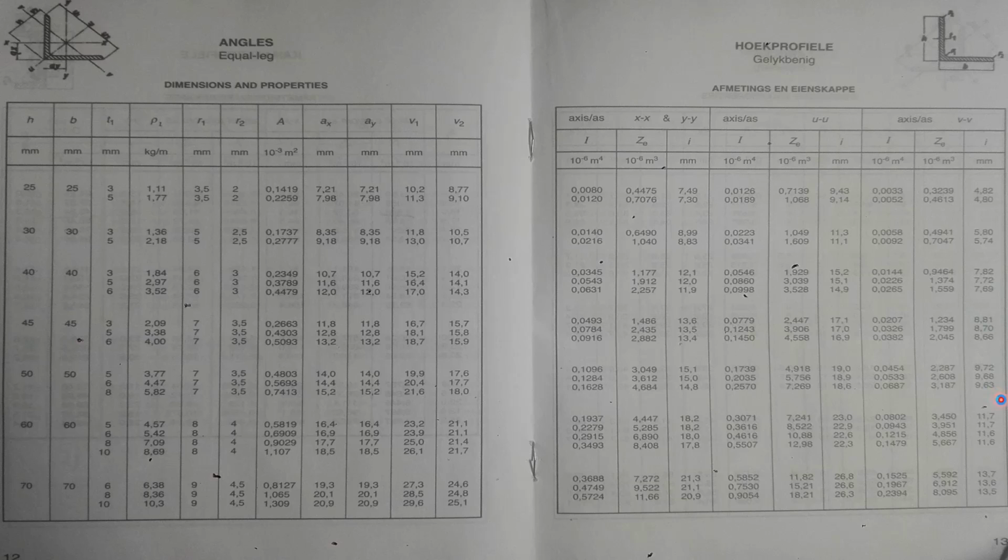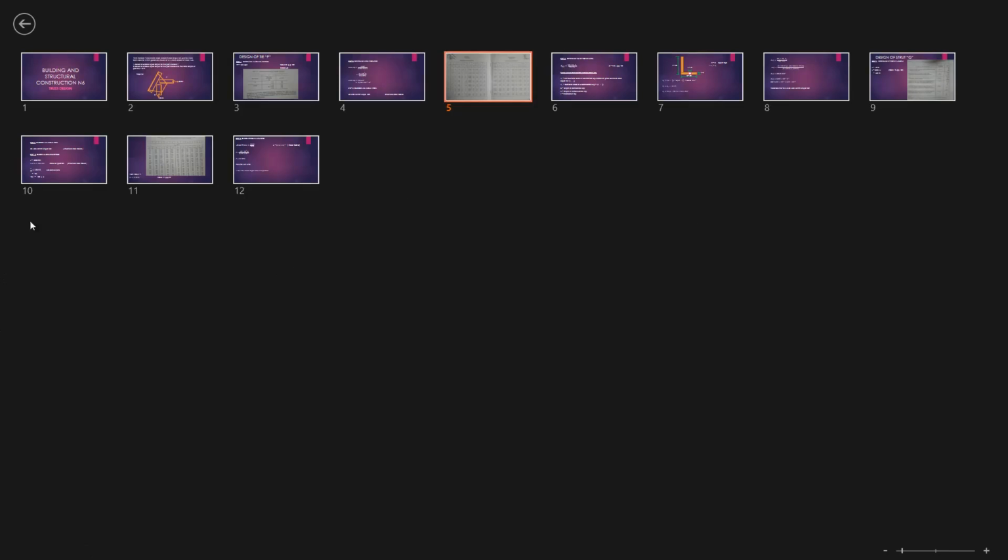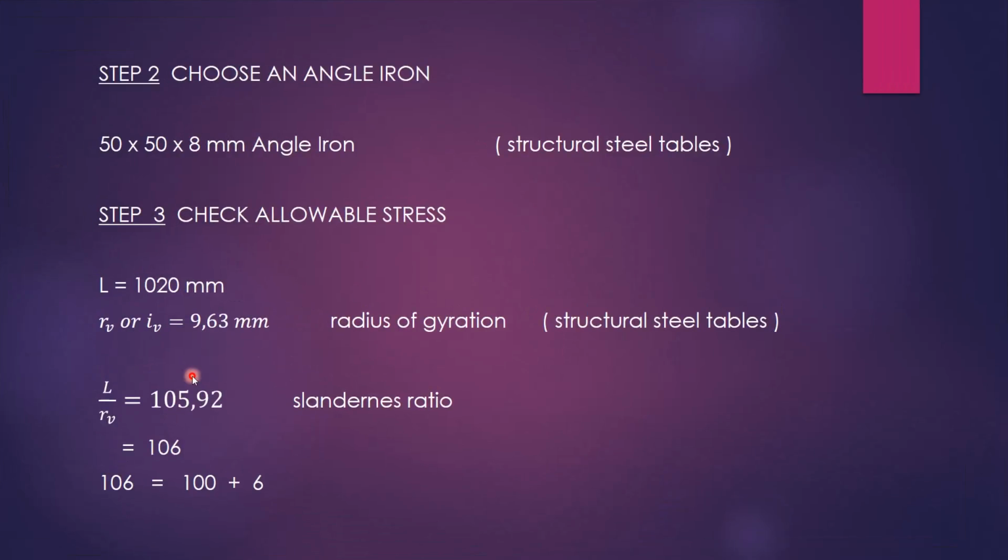Okay, so if you can deal with the weakest axis, now at least we have dealt with the whole thing here. So we want to deal with this one because this one is the weakest axis. Now let us go back to our question. You know that our radius of gyration is 9,63 millimeters, right?